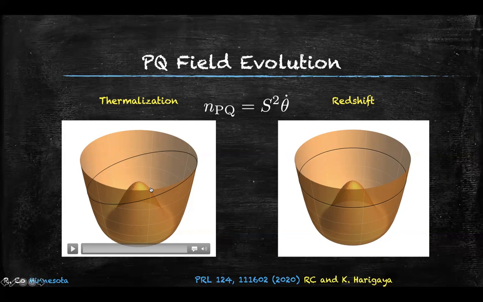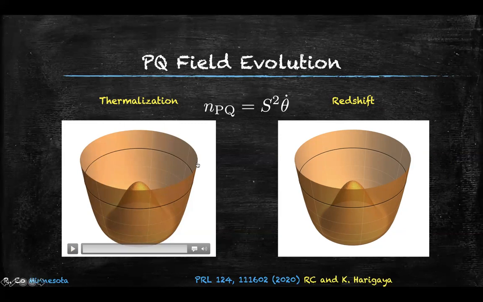And the idea is that if you have some interaction between this PQ field and the standard model bath, then it is possible that we thermalize the energy from this field. But what is important, as shown in this video, is that you don't actually thermalize the entire energy density. The idea looks like this: if you have thermalization, instead of thermalizing the whole field energy density down to the minimum of the potential, what you thermalize is actually the radial oscillation.